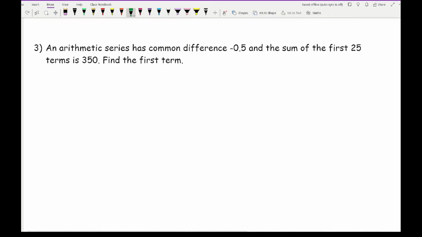Now in terms of our third example, it says that an arithmetic series has a common difference of minus 0.5 and the sum of the first 25 terms is 350, and the question is asking us to find the first term. So again, very similar to example 2. We know that the common difference is minus 0.5, so d equals minus a half, and S of 25 is equal to 350.